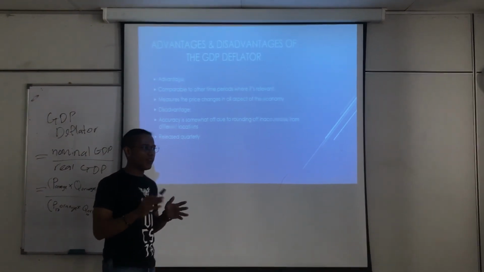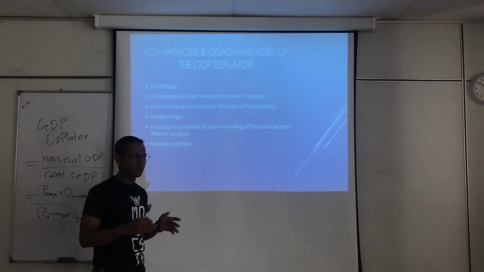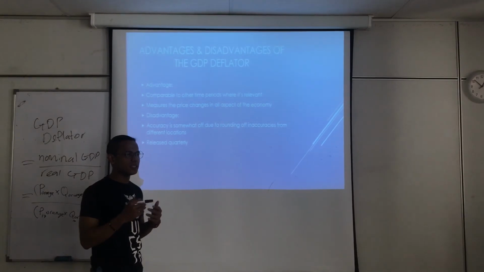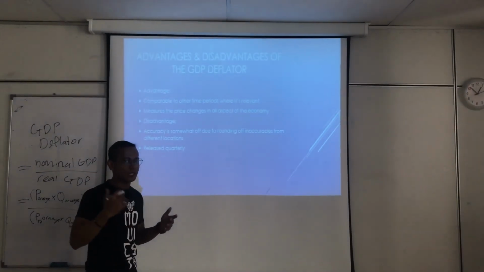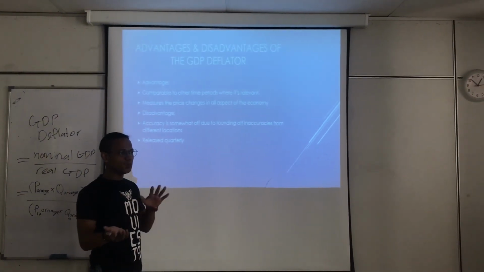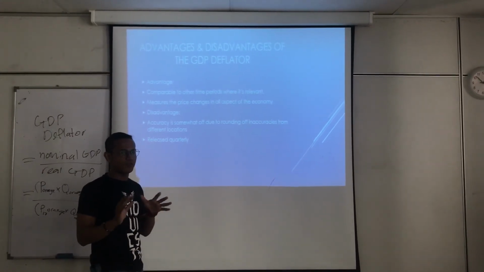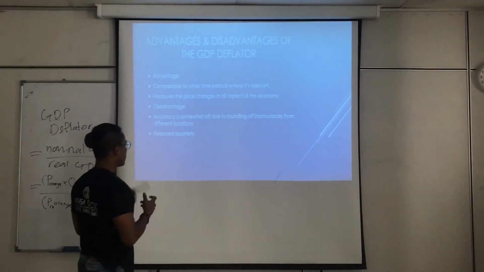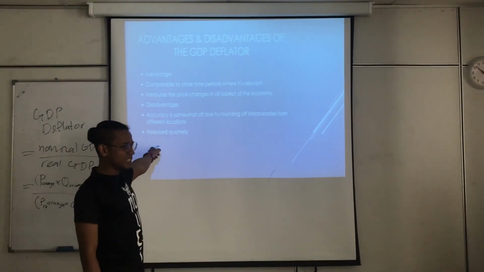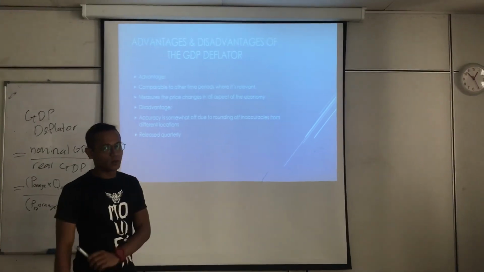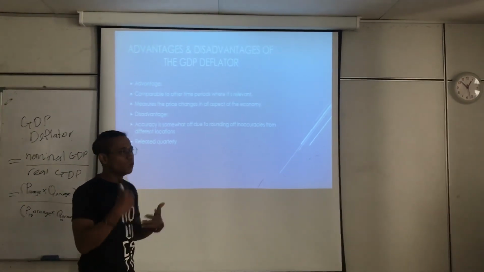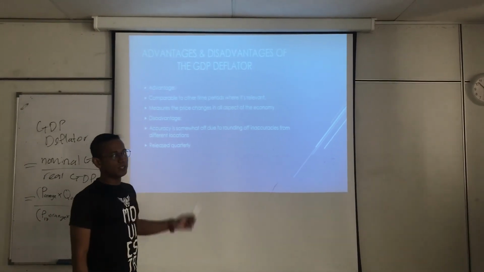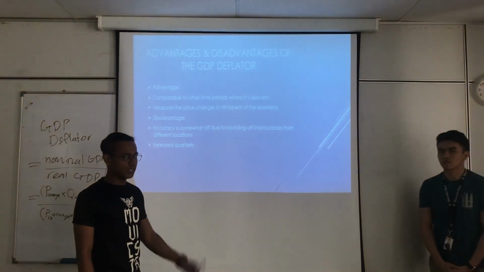The disadvantage is that the accuracy is somewhat off due to the rounding off of currencies from different locations. You have to take into account every other aspect of the economy, and it's hard to find an accurate measurement because a few of the basket of goods will not give an exact measure of the units. One of the disadvantages also is that it is released quarterly. So you have to wait for a quarter of the year to know the GDP deflator of the current economy or country. Next one.